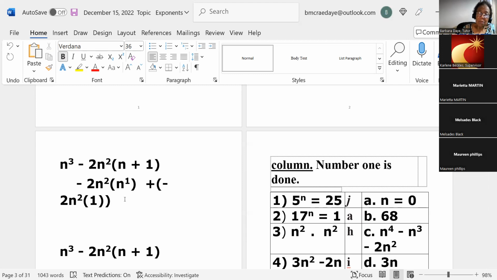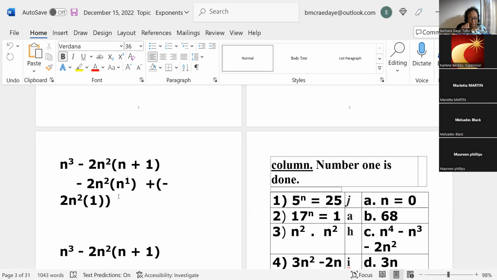2 times 1 is 2. Okay. What's a minus 2 times 1? Multiplication. 2 times 1 is 2. That's correct. Now, what's a minus 2 times a plus 1? You're multiplying, not subtracting.